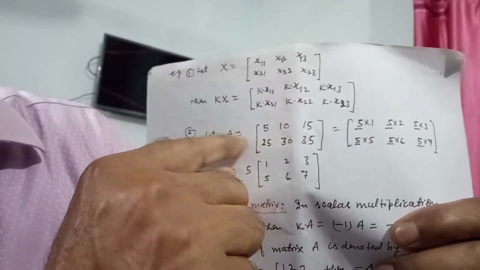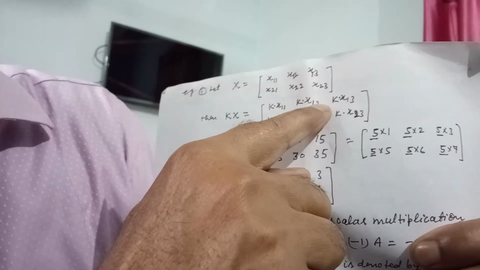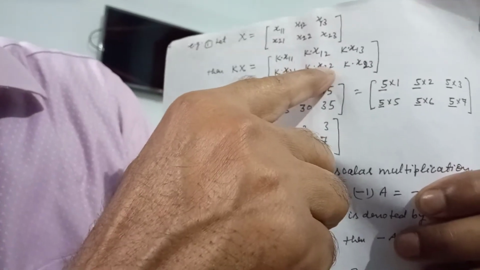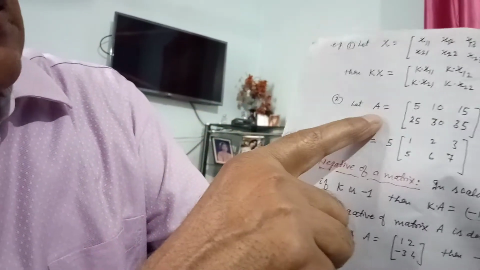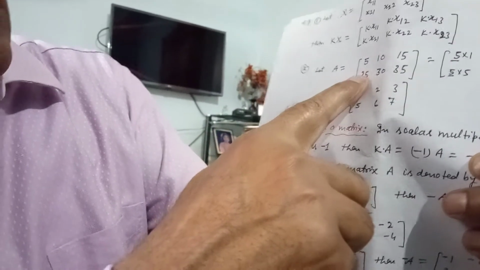Multiply by k in each and every element: k into X11, k into X12, k into X13, k into X21, k into X22, k into X23. Okay, this is the example. Suppose A is the matrix with elements 5, 10, 15, 25, 30, 35. These are the elements of a matrix of order 2 by 3.